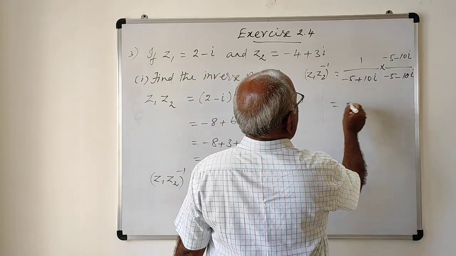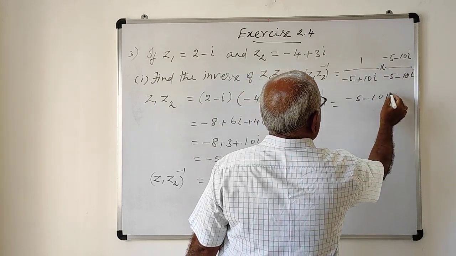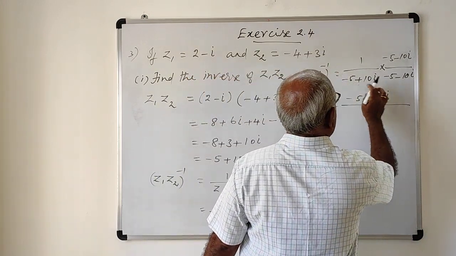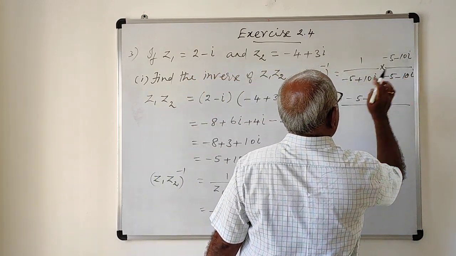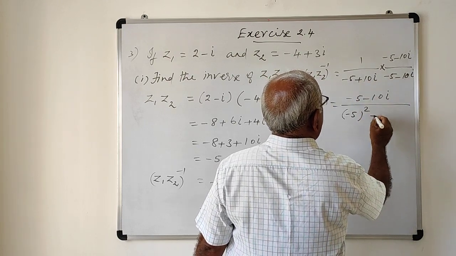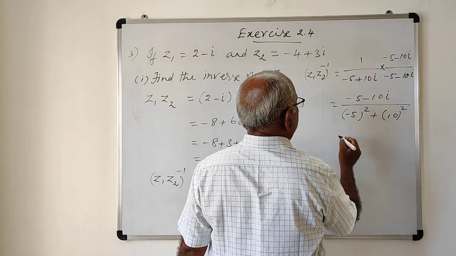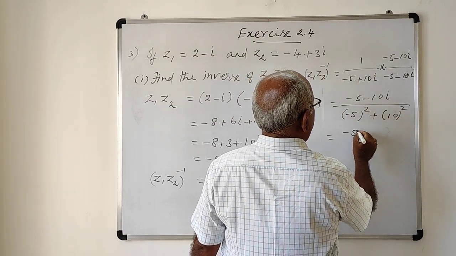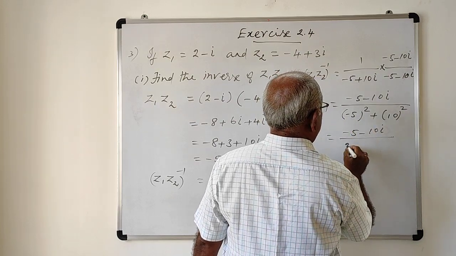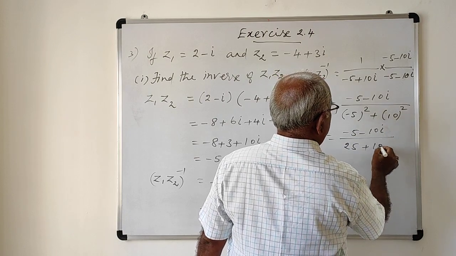So this is 1 into minus 5 minus 10i in the numerator, by the denominator (a plus ib) into (a minus ib). A is minus 5, so a square plus b square is 10 square. That is minus 5 minus 10i by 5 square is 25 plus 10 square is 100.